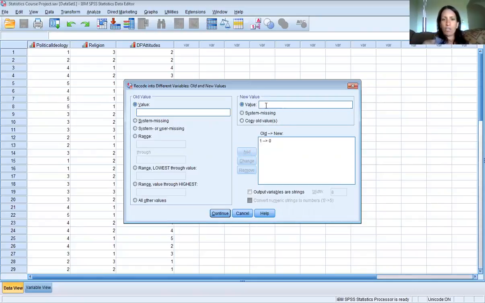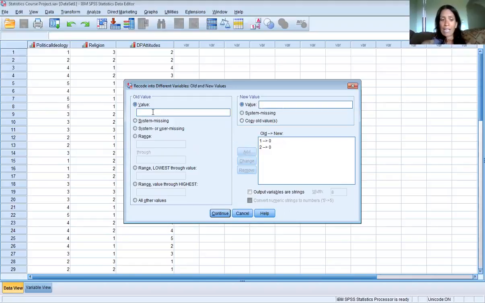Now anything with a new value of 0 is going to be people who do not explicitly support capital punishment. So my old value of 1 meant that people strongly oppose capital punishment. Strongly opposed definitely means they don't support it. My old value of 2 was people who are opposed to capital punishment. Again, people who are opposed are going to get a 0 because they don't explicitly support capital punishment, and that's what that new category of 0 means. So that's going to get a 0.